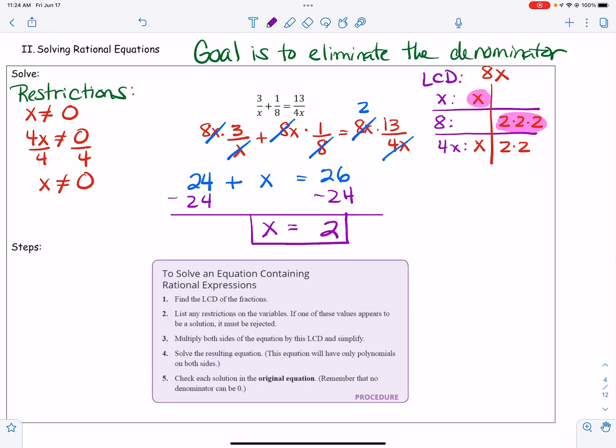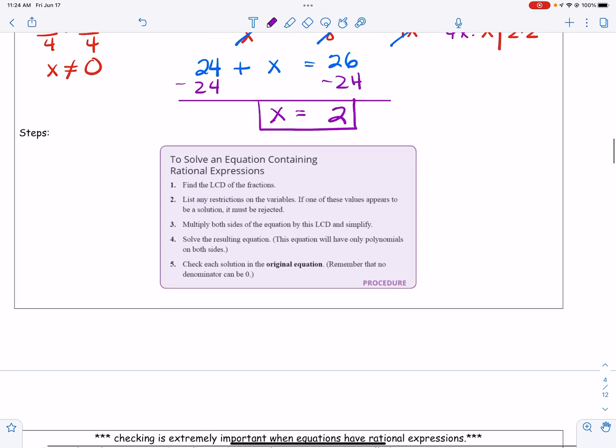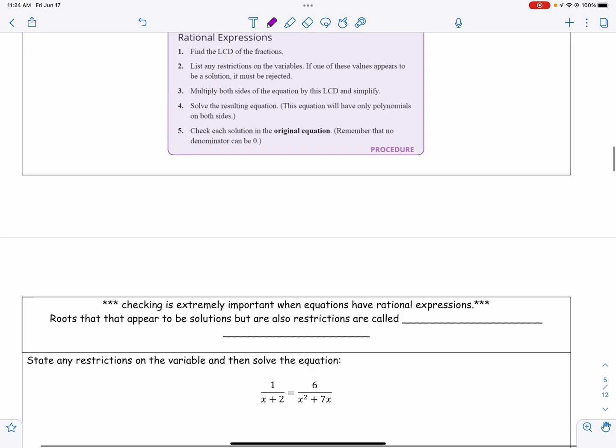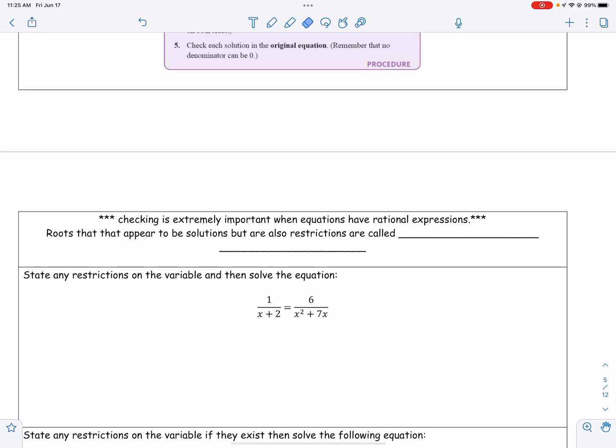Here's a good little checklist of how you're supposed to solve an equation. I always find the restrictions first, and then I find the LCD, but those are the steps you're going to follow in the process. Checking is extremely important when we come to rational equations, because roots that appear to be solutions but are also restrictions are called extraneous roots.